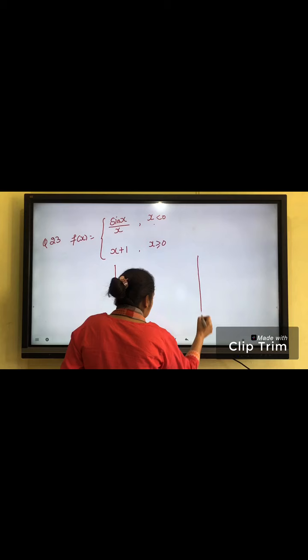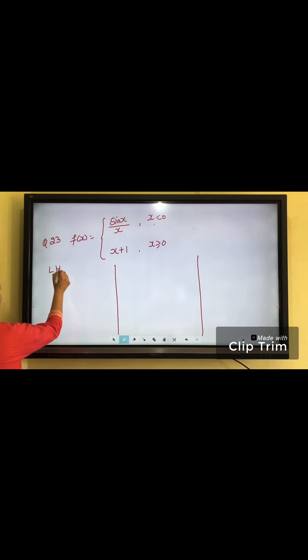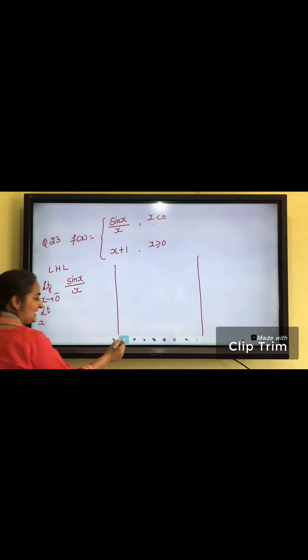Now, the first part is the left hand limit. Limit x approaches 0, and for the left hand limit I use the negative sign. The function for the less-than part is sin x upon x. We cannot directly apply the limit here. First we have to remove the minus sign, and then we can apply the limit. How will you remove that negative sign? I am repeating this because in the last lecture I made a mistake here.